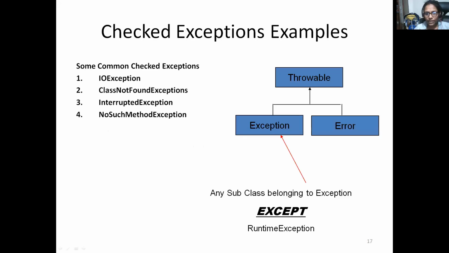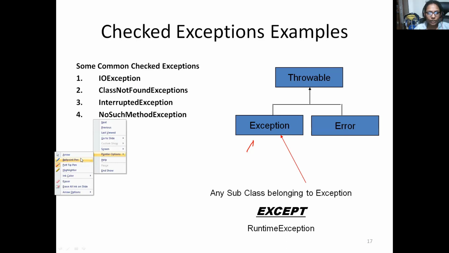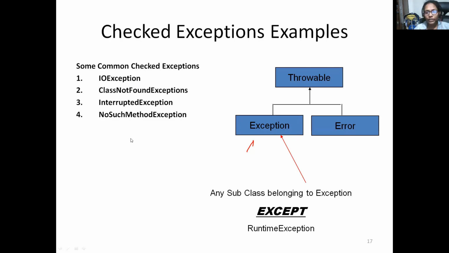All the subclasses of the Exception class except RuntimeException. See, any subclass belonging to Exception except RuntimeException. Why? Because all the runtime exceptions come under unchecked. So other than runtime, whatever exceptions we have, those all come under checked exception only. A few examples are IOException, ClassNotFoundException, InterruptedException, NoSuchMethodException. So all these come under checked exception.